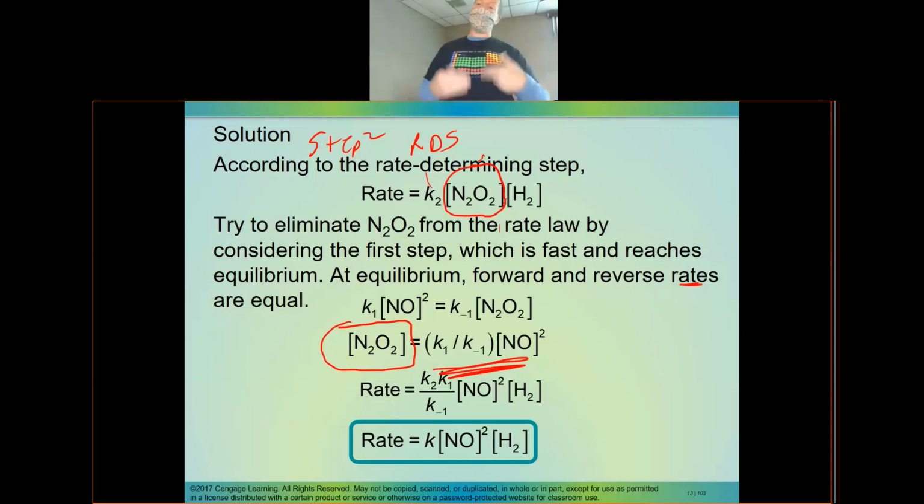When the first step is not the slow step, you will have to use your definition of equilibrium, solve for the reaction intermediate, and do a substitution.